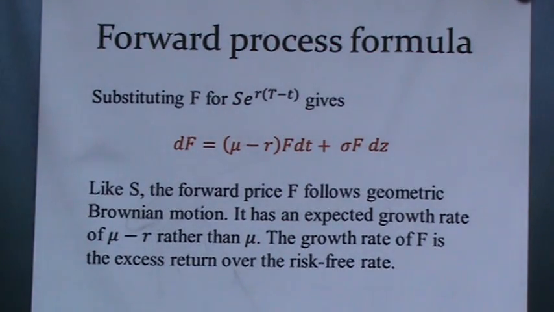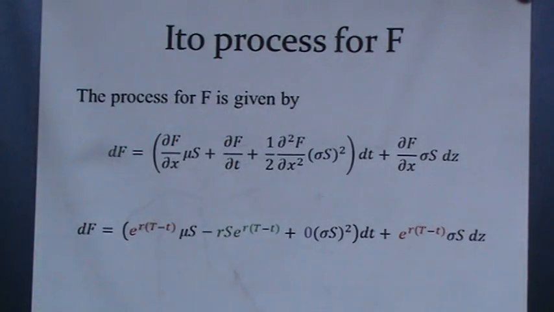We can substitute F for everywhere we see S times e to the r(T minus t), because we said those equal each other. So we can rewrite the previous equation. If we collapse everything together, the equation on the bottom in the different colors can actually be rewritten like this.